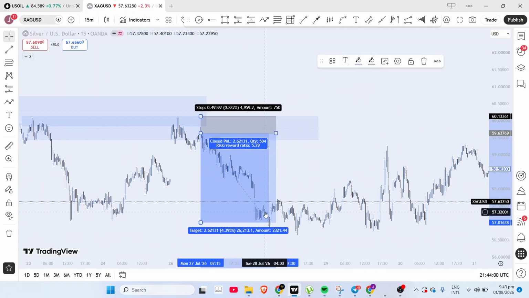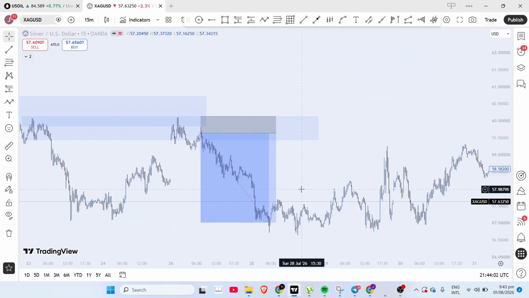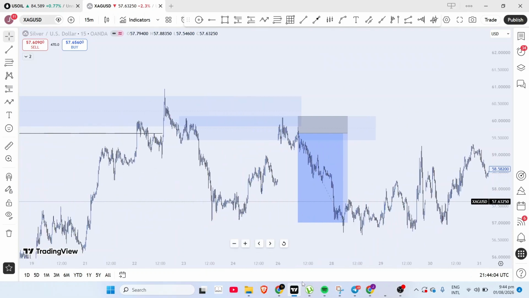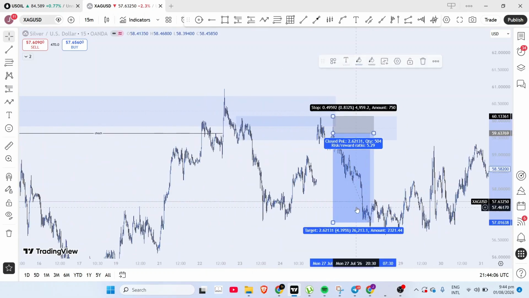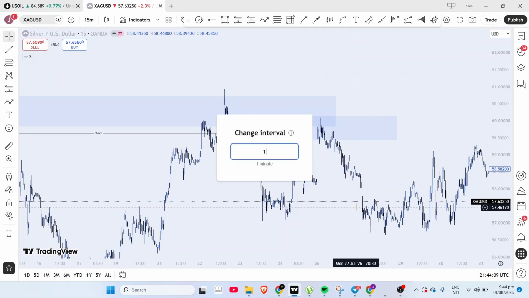This was a trade I took on Monday on silver. Price played out very, very nicely. So that is it. Currently, what I'm seeing on silver, let's go to the 4 hour time frame.